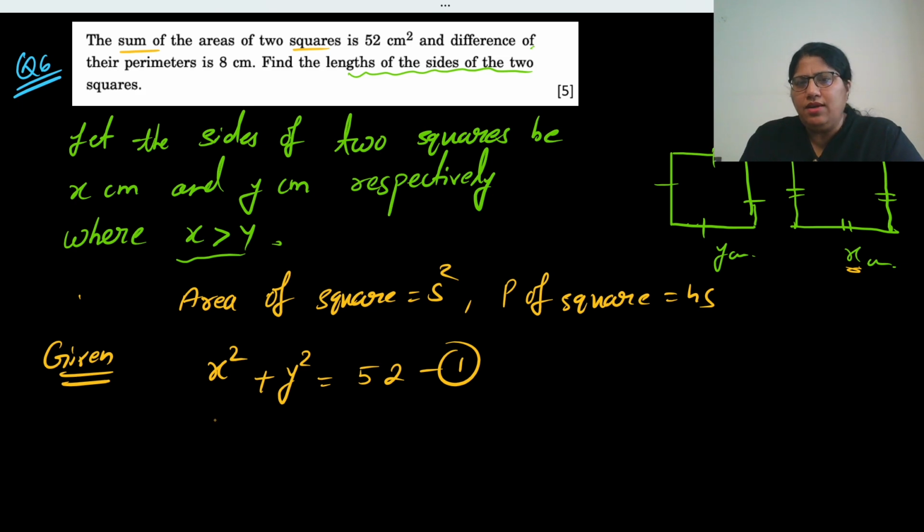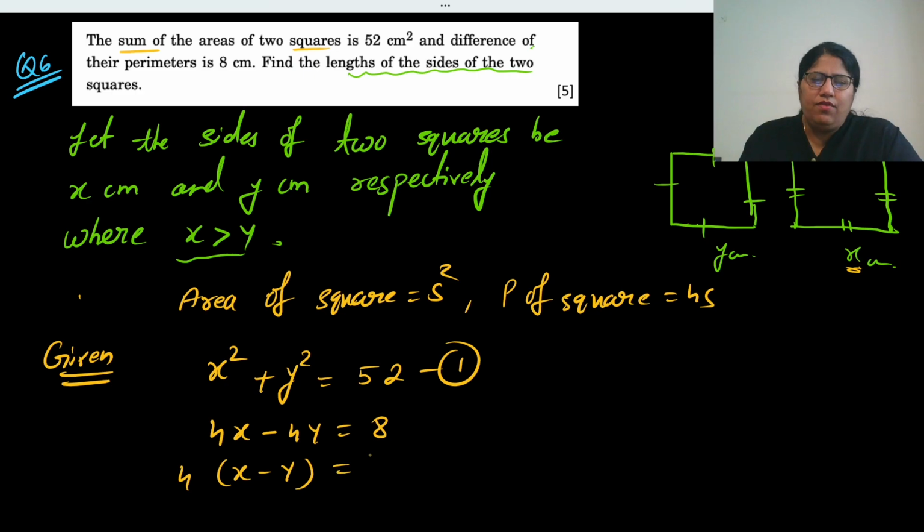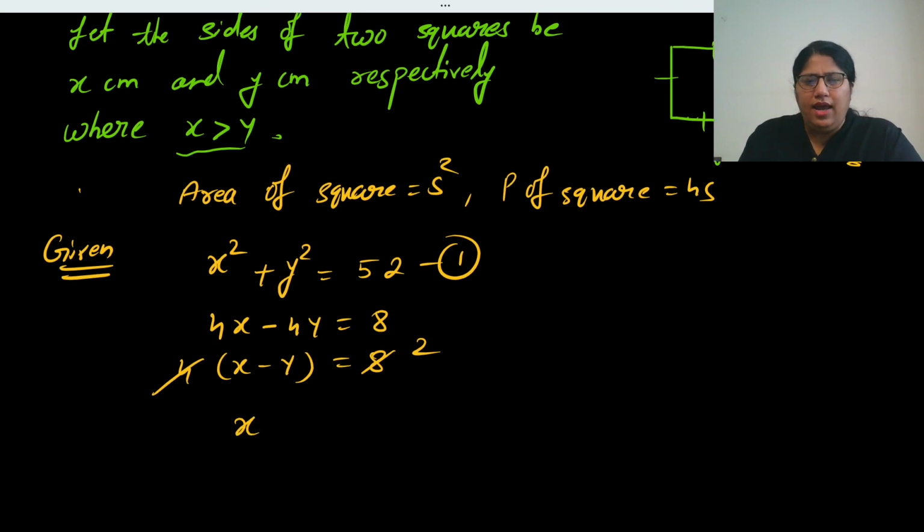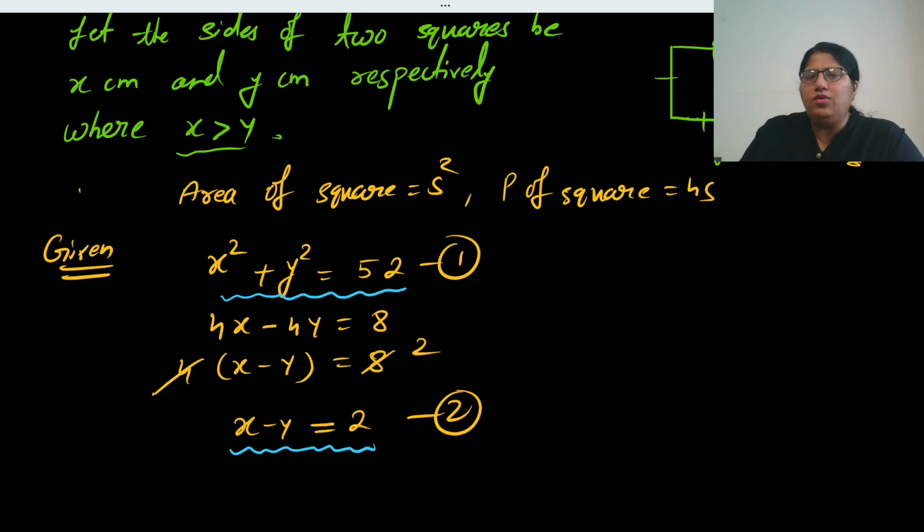So what else is given? If x centimeters is greater, then 4x minus 4y is equal to 8. Now in the second equation you can take 4 common from the x and y terms, so this is 8 and you can write this as 2, right? So what is going to be your next equation here? x minus y is equal to 2. Always remember, when there are two variables we need two equations to get the unique value. So these are the two equations.